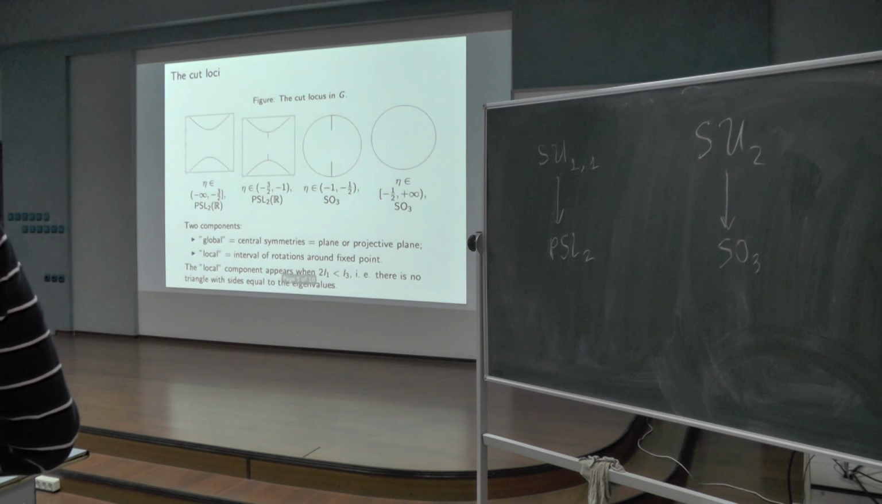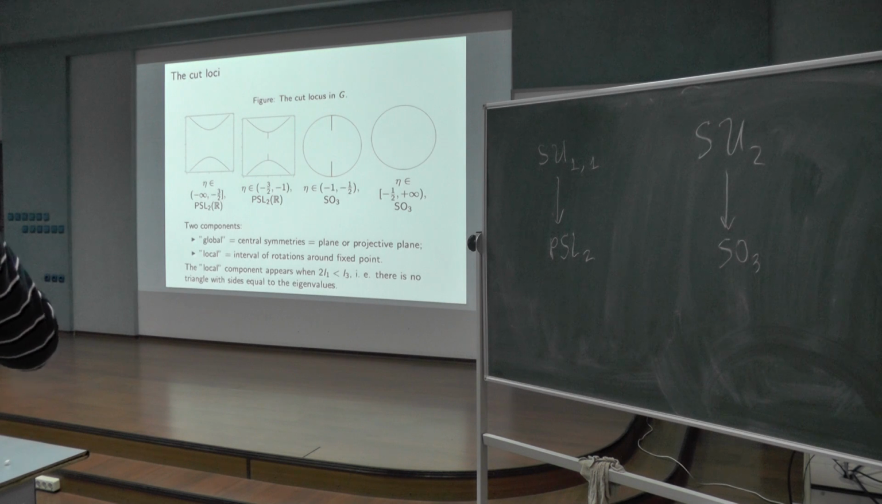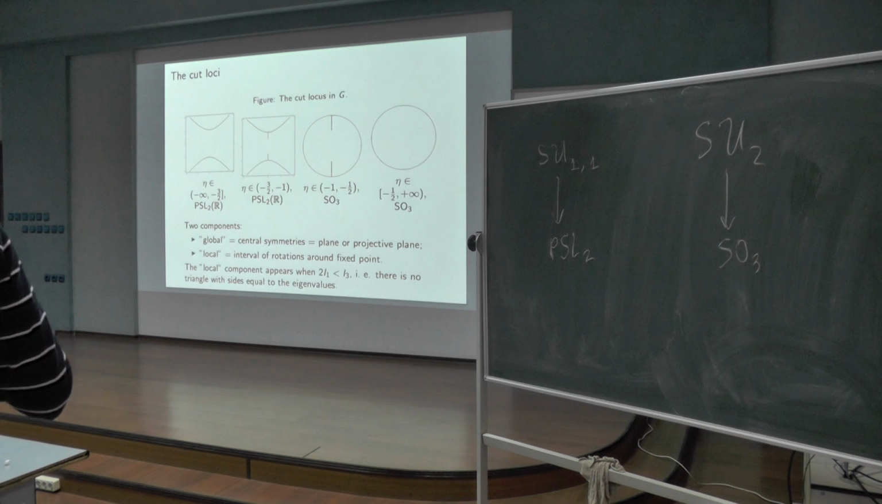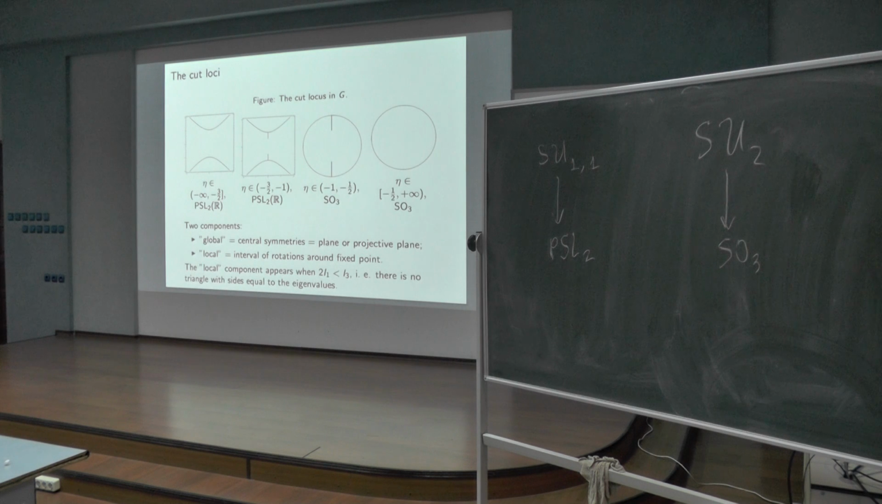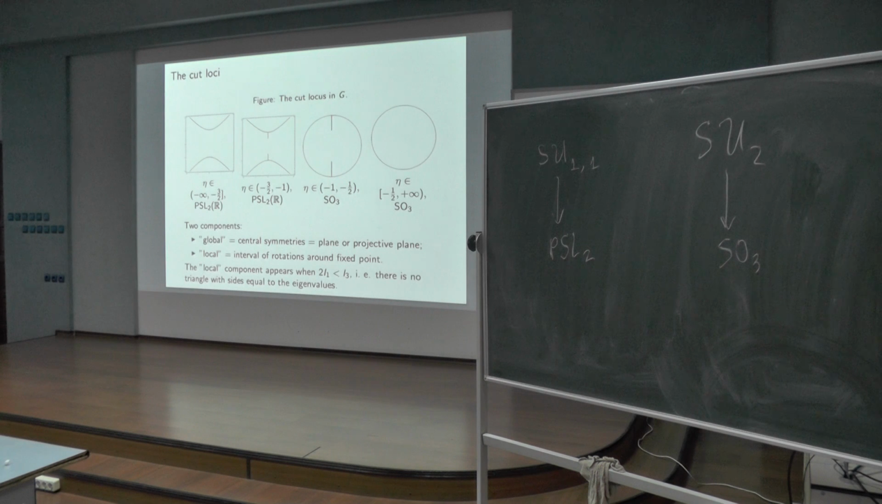So when eta is less than -1/2, an additional component of the cut locus appears. It is an interval, and there is a geometric interpretation of this global stratum, a plane in the case of PSL2 and a projective plane in the case of SO3. It is the set of all central symmetries of our surface.